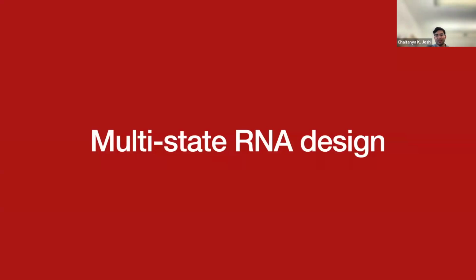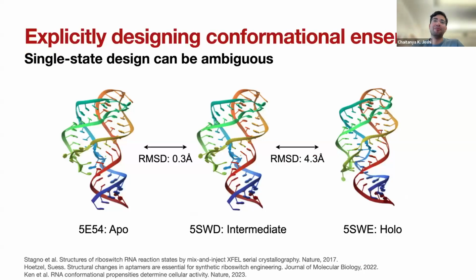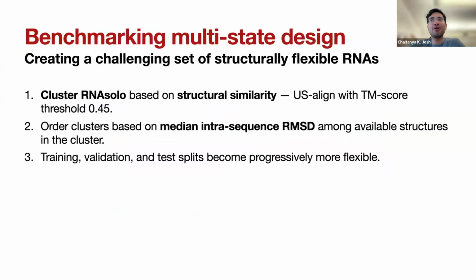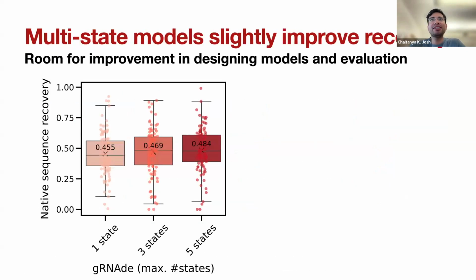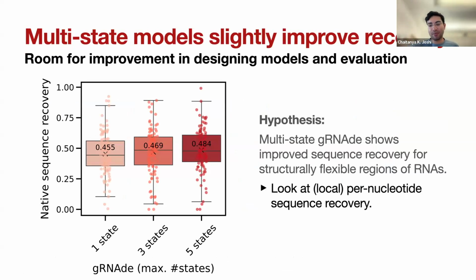And that brings me to multi-state design. I think I briefly touched on this, and I'll almost skip through this actually. But we want to design RNAs that can undergo conformational changes, and nobody has built a benchmark for this before. So we set out to build one, and what we were seeing is that multi-state models, which are explicitly multi-state versus the single-state approach, were actually improving recovery very slightly. We hypothesized that this may be due to improvements in flexible regions.